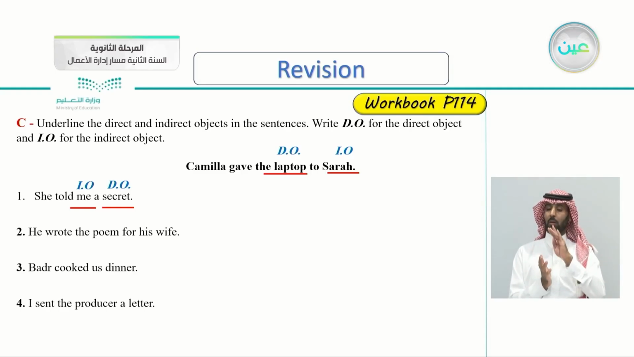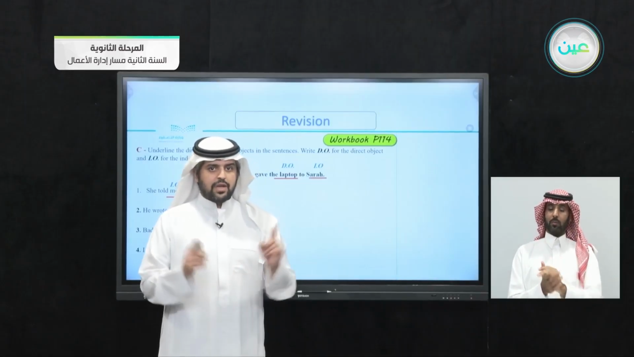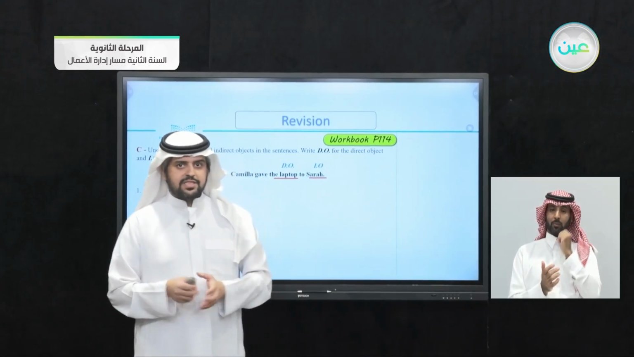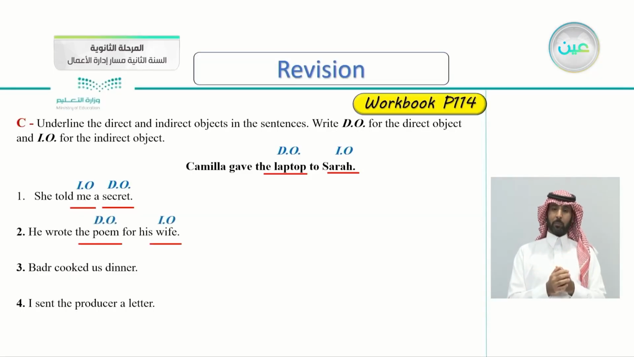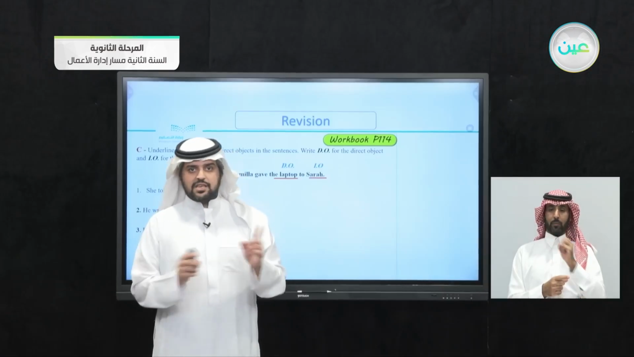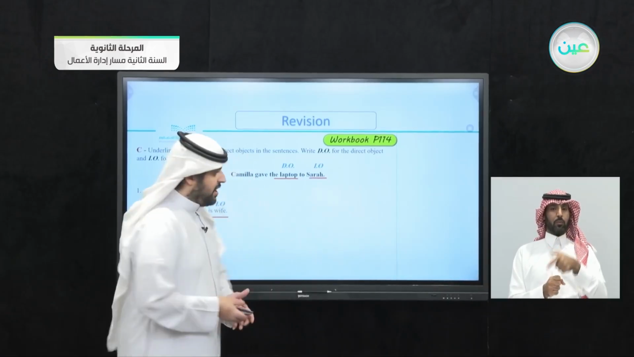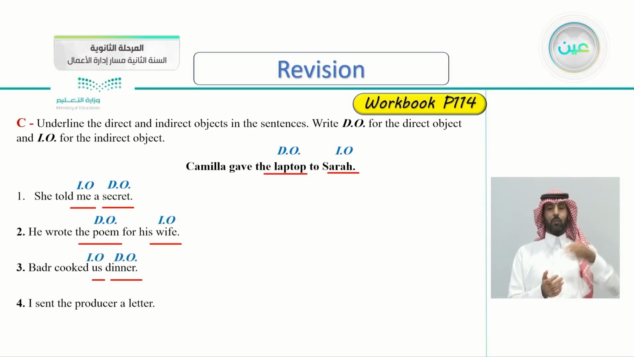He wrote the poem for his wife. We have two objects here, which is direct and which is indirect? Okay, let's check the answer together. So the direct object is the poem, and his wife is the indirect object. Number three, Badr cooked us dinner. Again, we have two objects, which is direct and which is indirect? Okay, let's check it. So us is the indirect, dinner is the direct object.